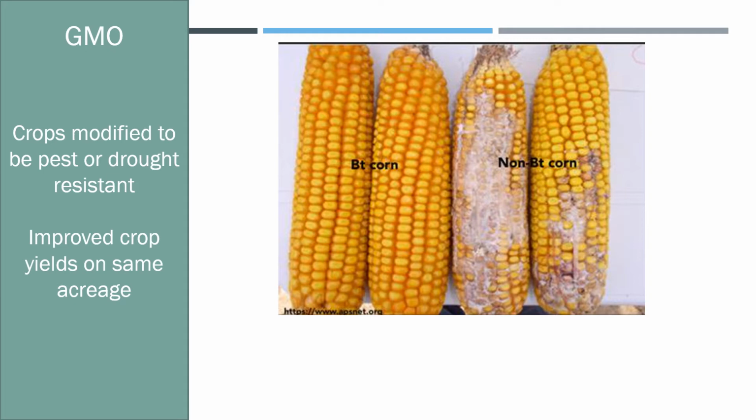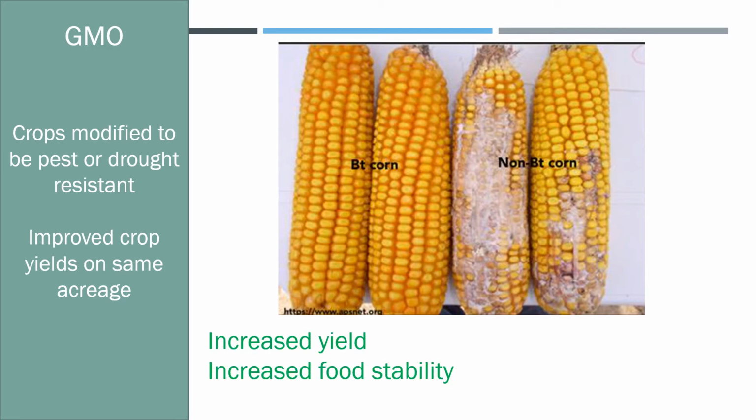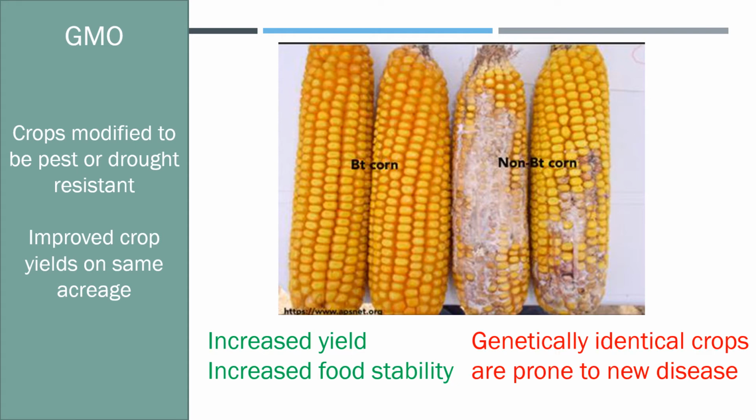What you see in this picture here is called BT corn, and BT corn is pest resistant and has an inserted gene which prevents it from being eaten by the grub. So this is great because it increased yield and increased food stability. So now you could grow wheat and corn in areas that were not previously suitable because they were too prone to droughts and these crops couldn't resist. On the downside, genetically modified crops are genetically identical and they're prone to new diseases.